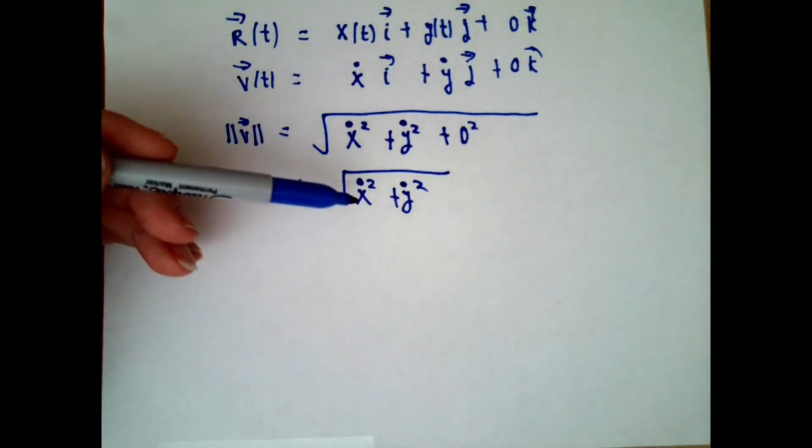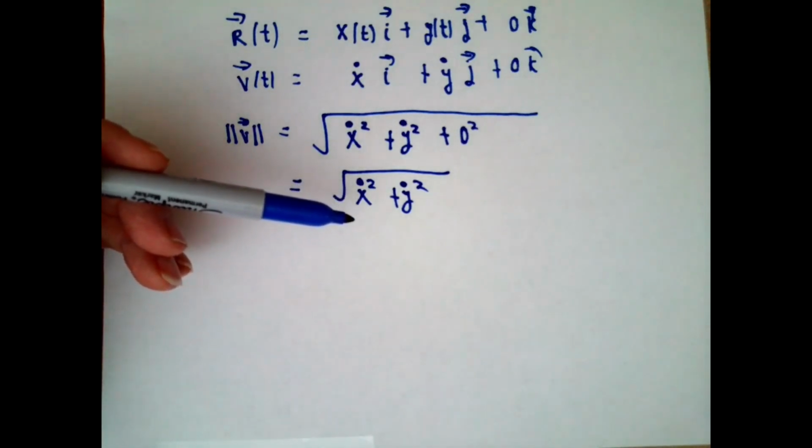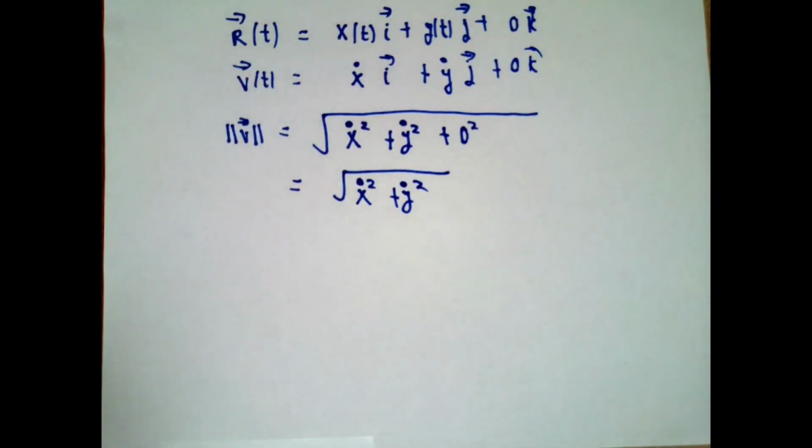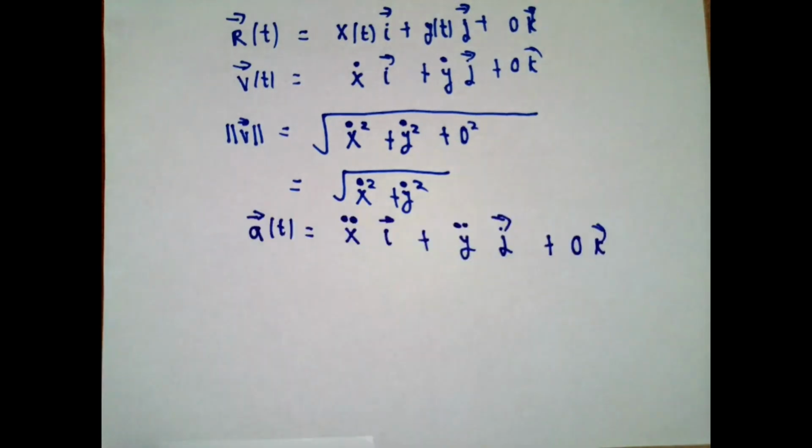By this symbol, I mean find the derivative of x with respect to t and then square that. I don't mean take the derivative of x squared. This is a very big weakness of this way of writing things, so we need to make sure that we keep these things straight. The two dots indicate a second derivative.